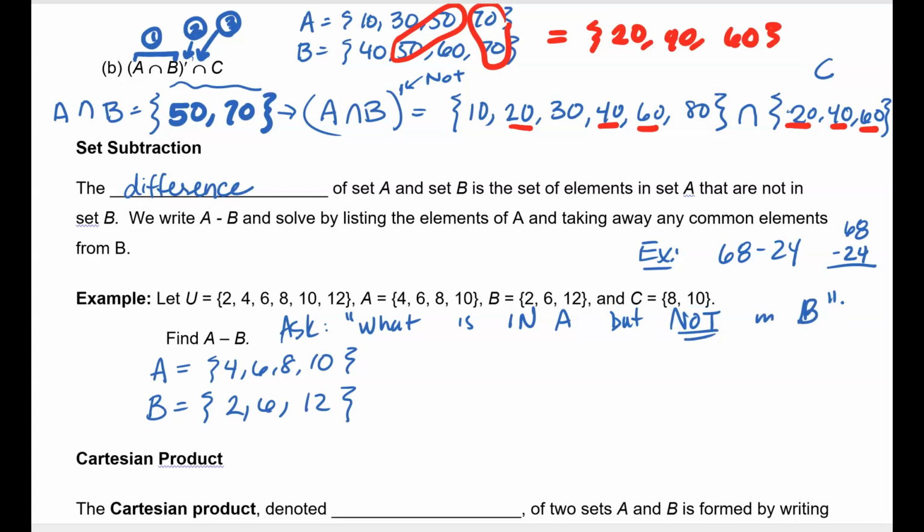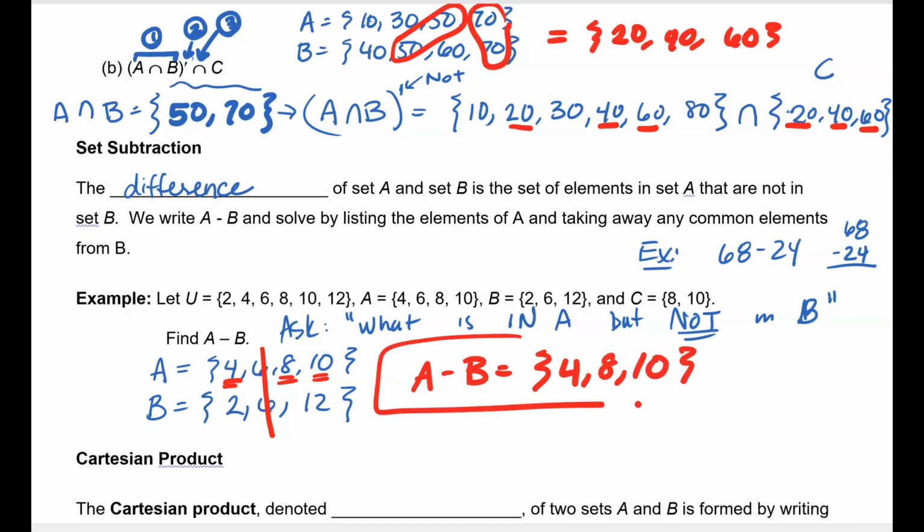So one way to do this is to just cross off anything they have in common. So if they both have a 6, I cross those off and that's it. And then after you cross off what they have in common, ask yourself, well, what is left over in A that's not in B? And the reason we cross off the 6 is it's in B, so I don't want to include that. But what's left is a 4, an 8, and a 10. And so A minus B is equal to 4, 8, 10.